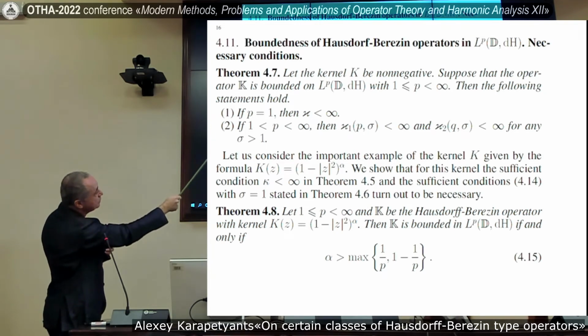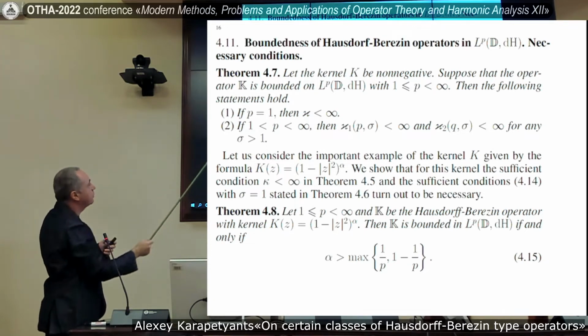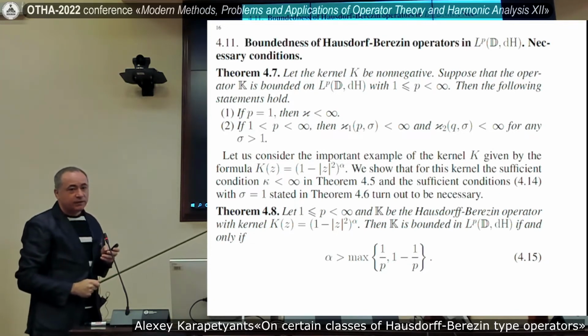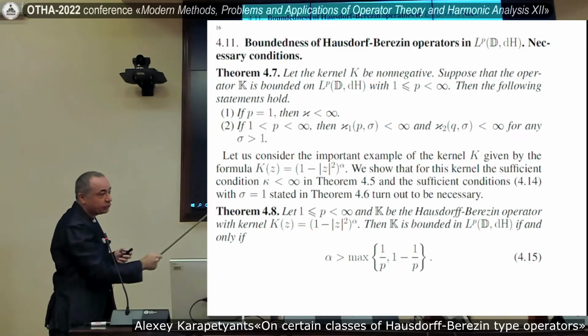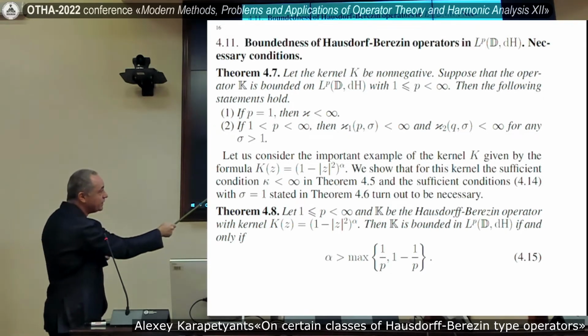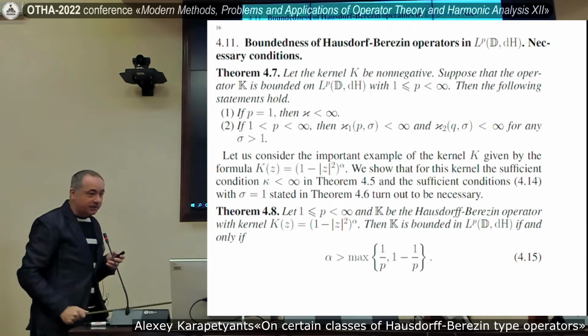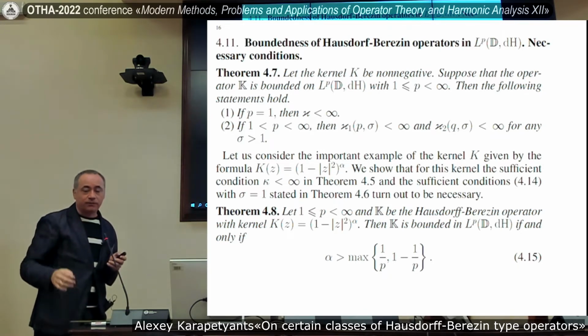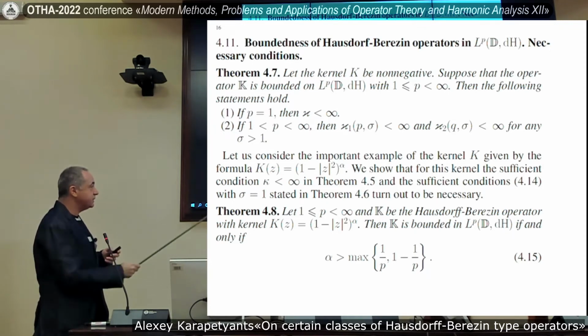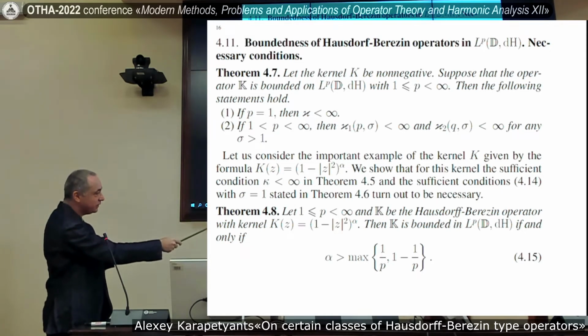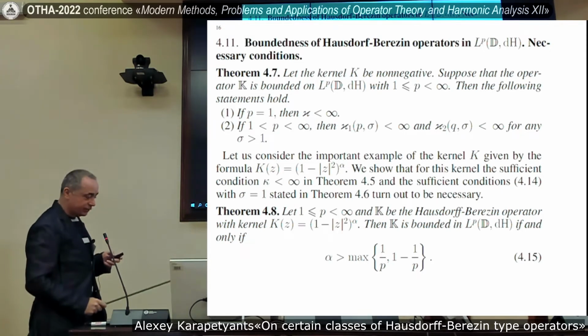So on the condition of non-negativity of the kernel, the following theorem 4.7 gives you a necessity condition. And in particular, an important case is the radial kernel, and I repeat that the Berezin transform you get from a radial kernel, and many other operators also. So in this case of radial kernel, we have if and only if conditions. So here you can see theorem 4.8.